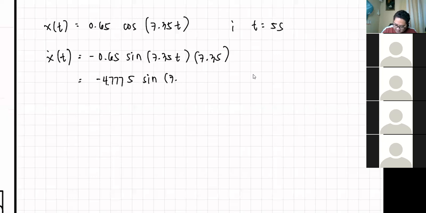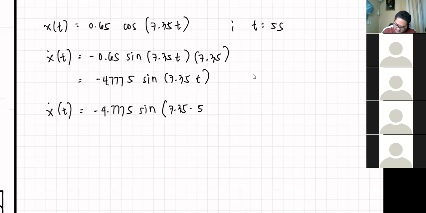sine of 7.35t. So, substitute natin yung value ng t, 4.7775 sine of 7.35 times 5. So, that will be 4.7775 sine 7.35 times 5. Okay, so we have 3.884. So, meter per second as velocity.